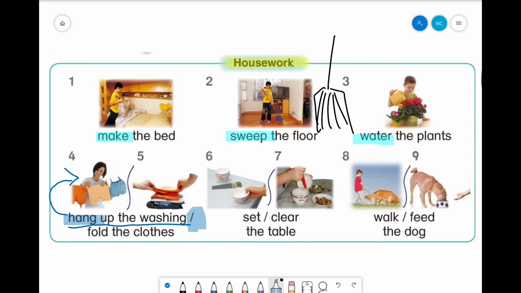Well, let's think about it. You're not going to hang down the washing because it's always up in the air so that the washing can dry. And the next part is fold the clothes. And this is the picture telling you what it really is. And the verb here, the action word, is fold.